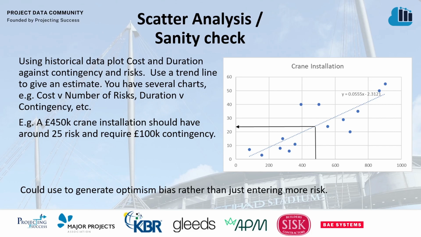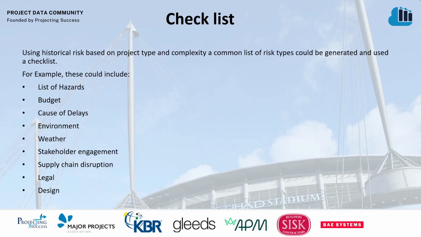Do we have enough risks? In terms of checklists, these can be based on historical projects, generated over a period of time, with some of the common risks for those types of projects pulled out and added to the list. So you've got things like hazards, budgets, causes of delays, environmental, weather, etc. And we can use these as prompts to make sure that we're generating what would be typical risks on those types of projects, and then the database would be grown over a period of time.